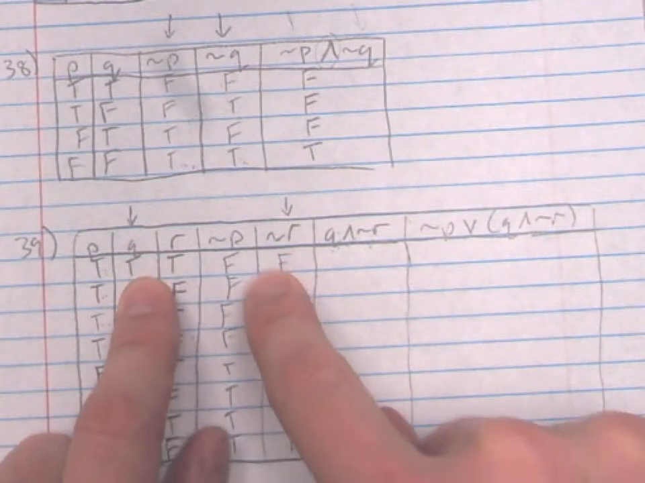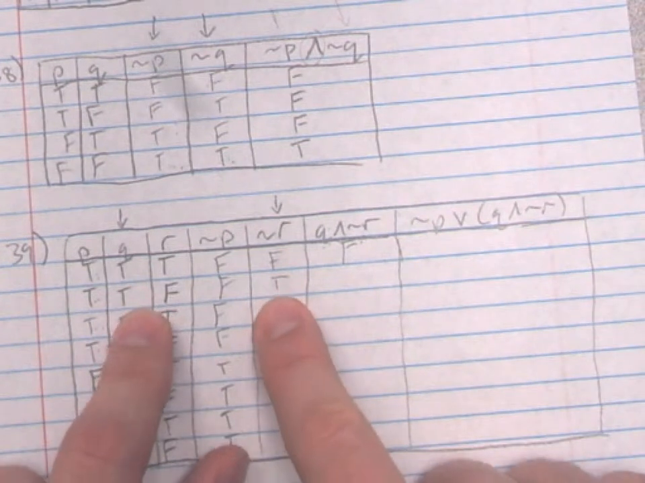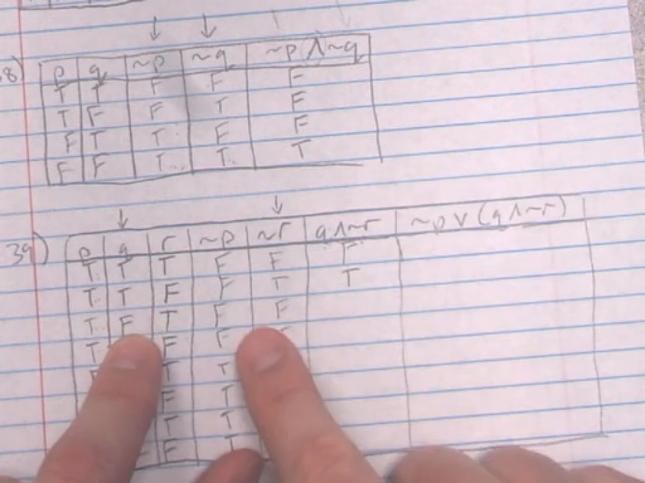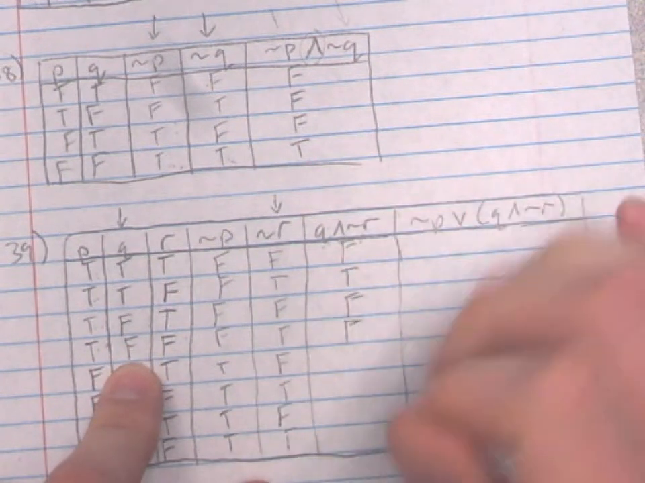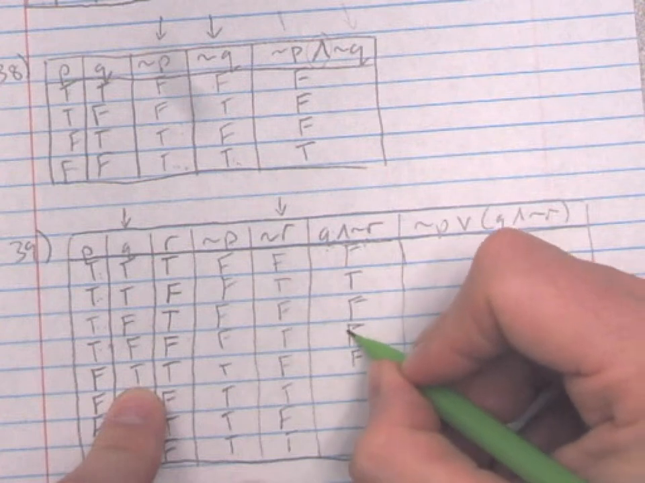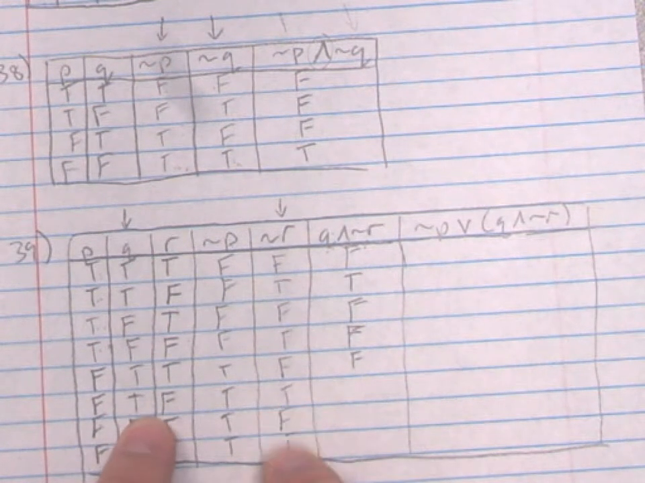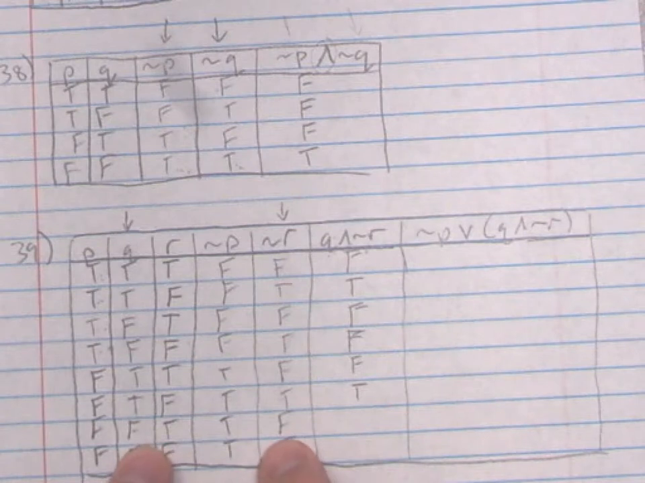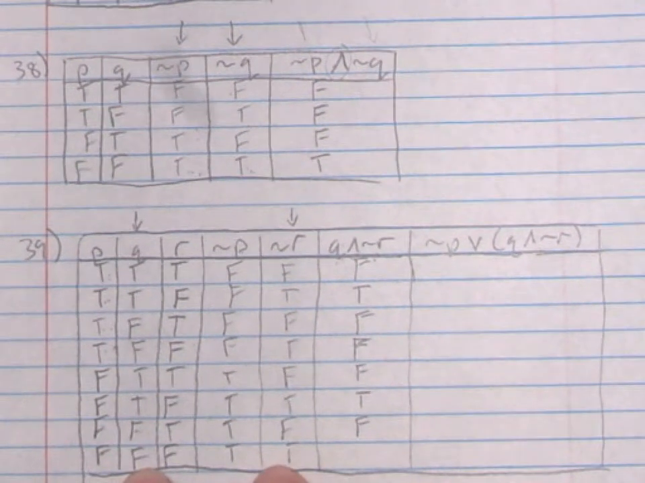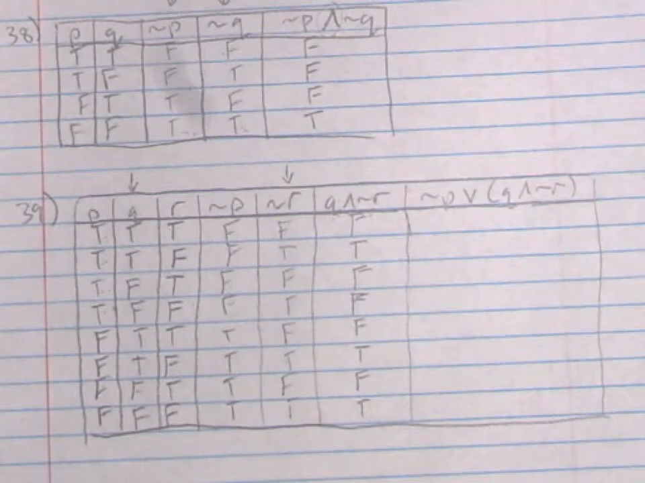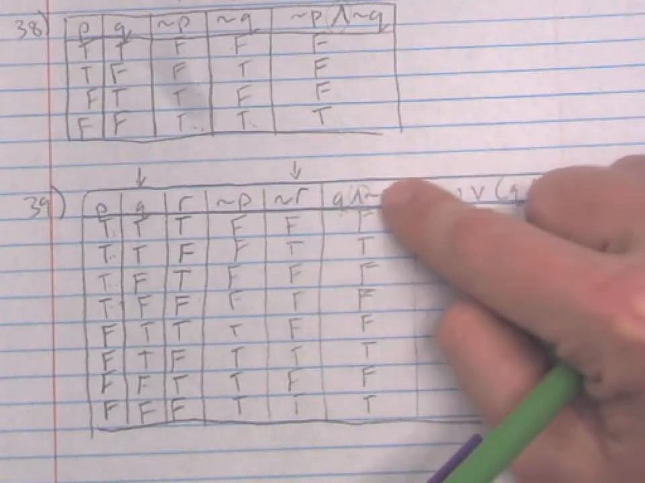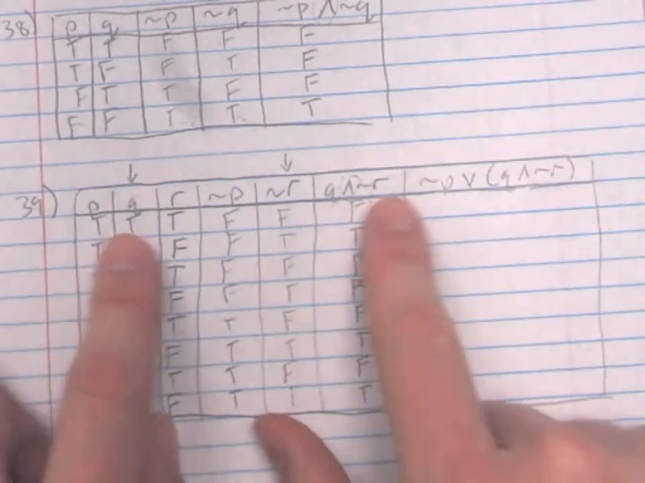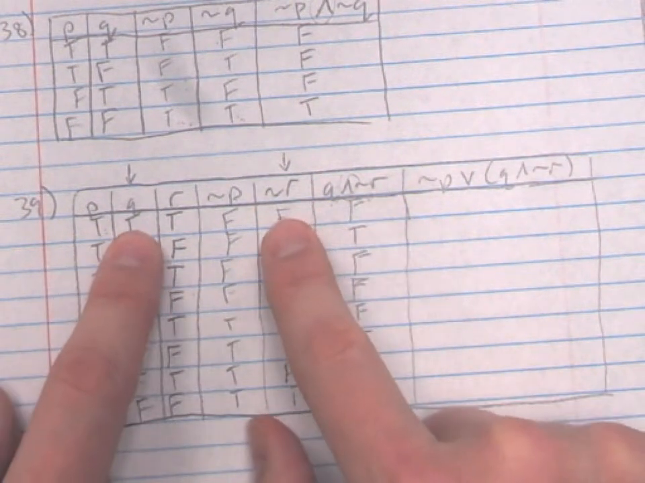Do we have 2 T's? We do not. Do we have 2 T's? Yes, we do. Nope. Nope. Nope. Yes, we do. Nope. No. All right, so that's our Q and not R. Again, we're using the and operator, and the truth value of this statement is only true when both of the 2 helper statements are both true.